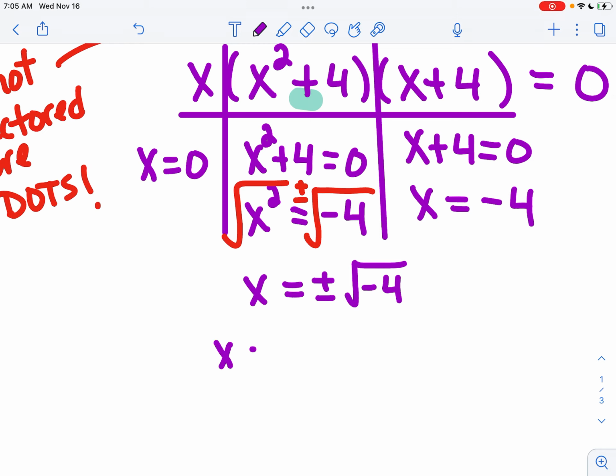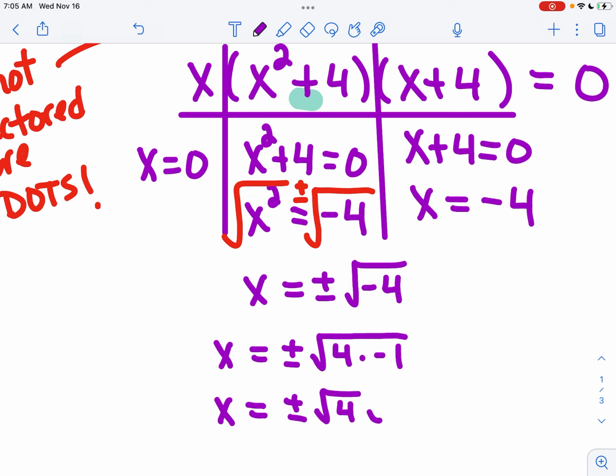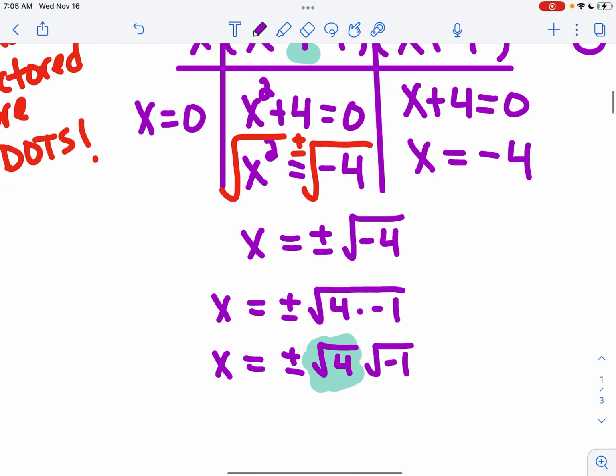So what I'd like you to do is separate negative 4 into 4 times negative 1. And then we're going to do one step more, really separate this. We're going to give a square root to the 4 and a separate square root to the negative 1. So we can really separate it because we know what this is equal to, right? We know that the square root of 4 is equal to 2. So I have plus or minus 2.